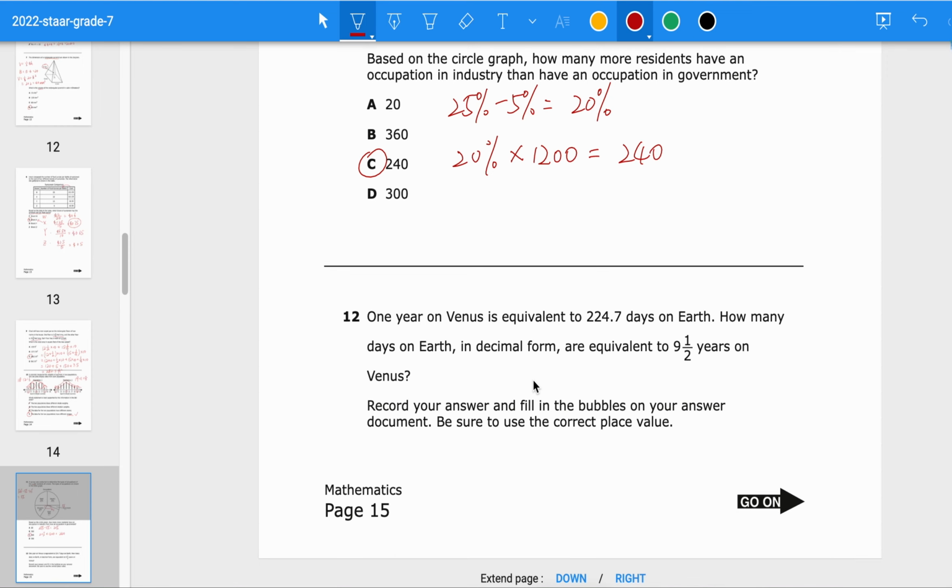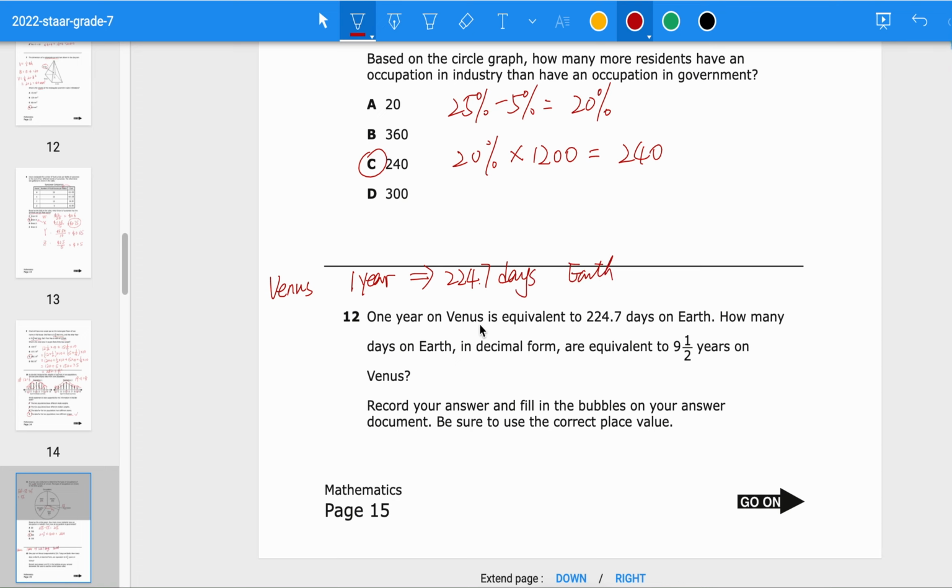Number 12. This one is about ratio. So we're going to do it like this. So here is Venus. Venus, 1 year is equivalent to 224.7 days on Earth.